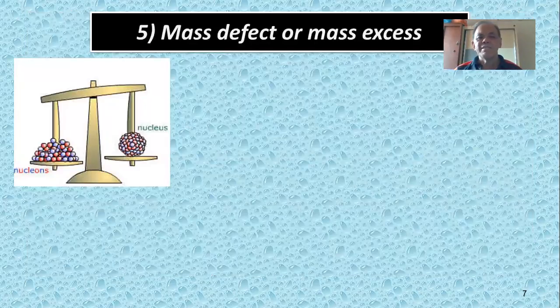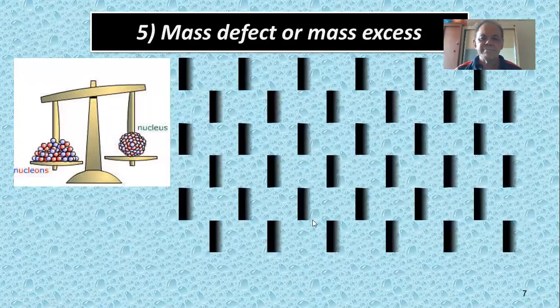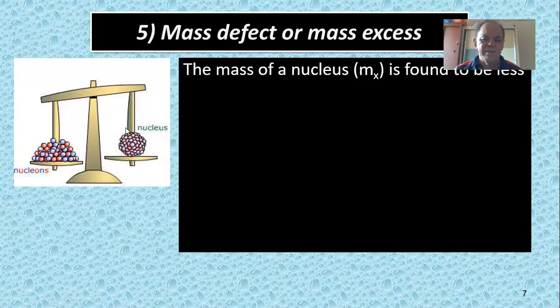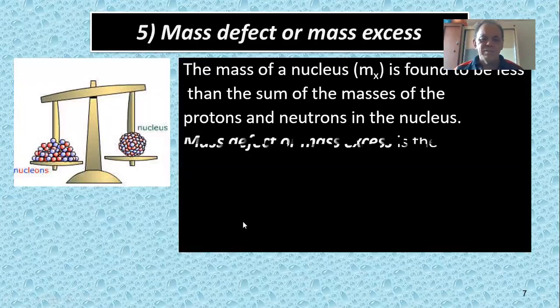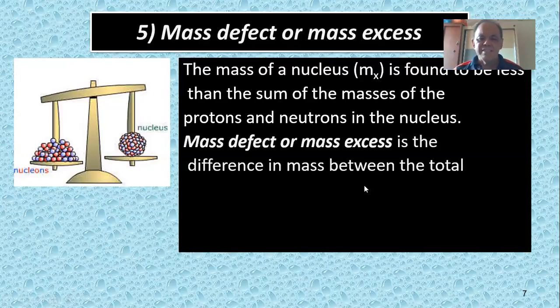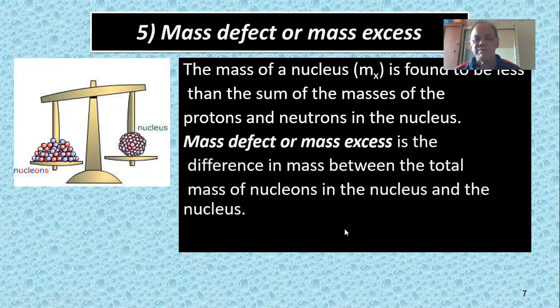Another term that we need to remember is mass defect, or mass excess. The mass of the nucleus formed is less than the total mass of the nucleons added up. The mass of the nucleus is smaller. So the difference in mass, which we call mass defect, is the difference between the total mass of the nucleons and the mass of the nucleus.